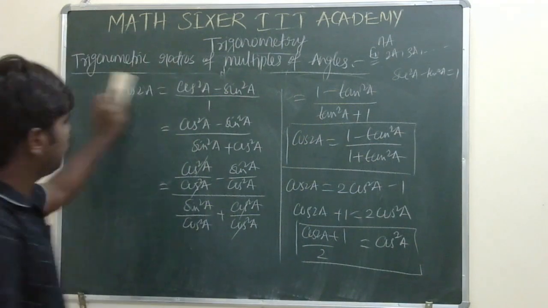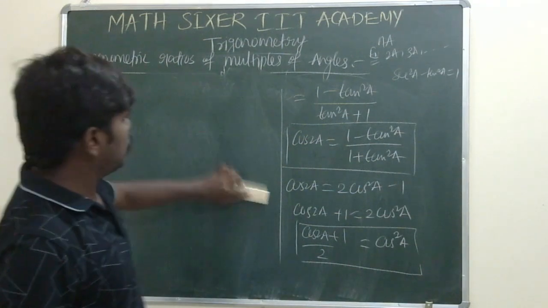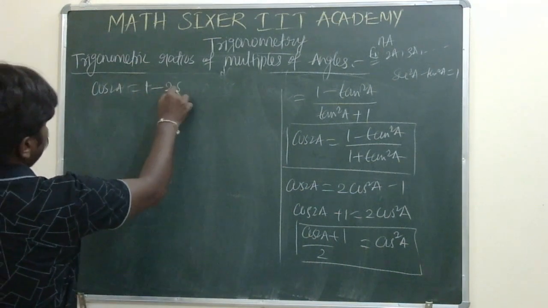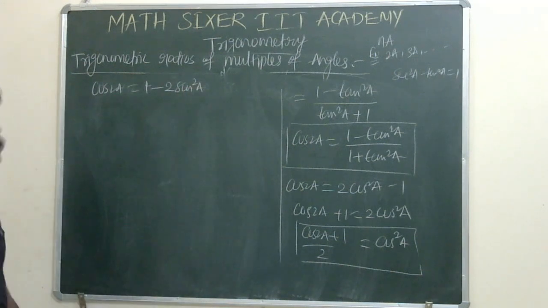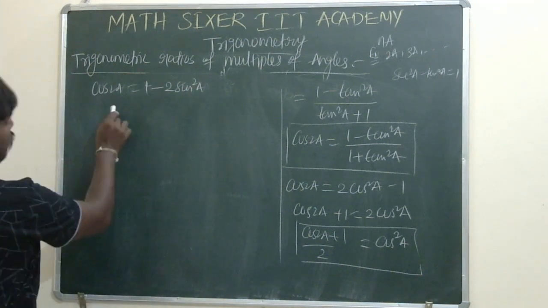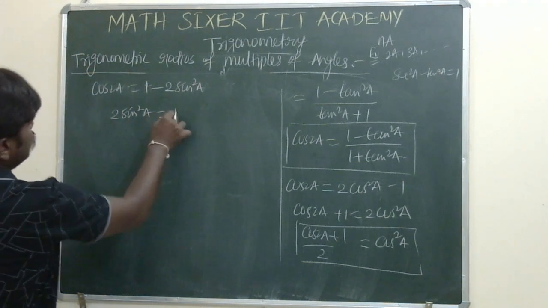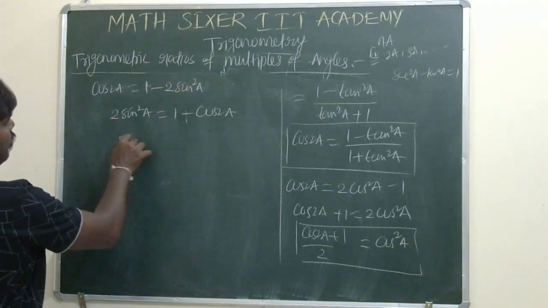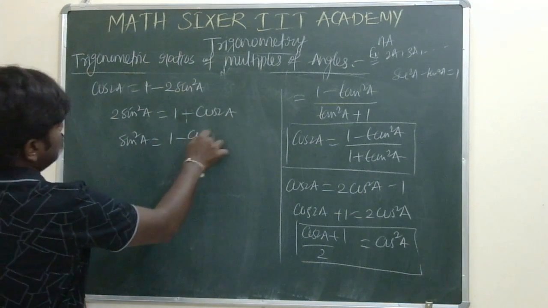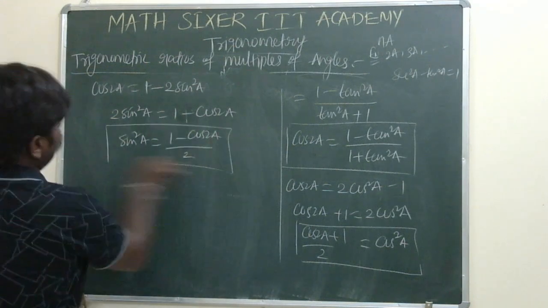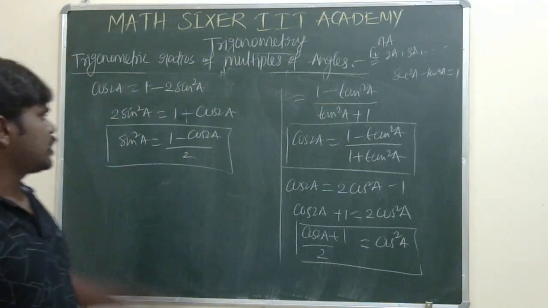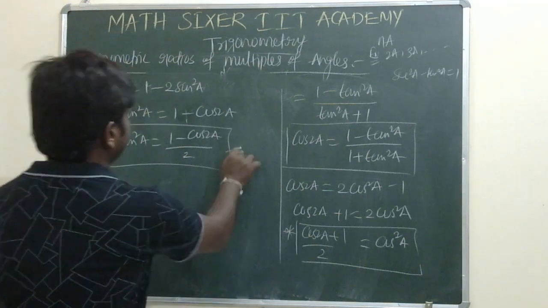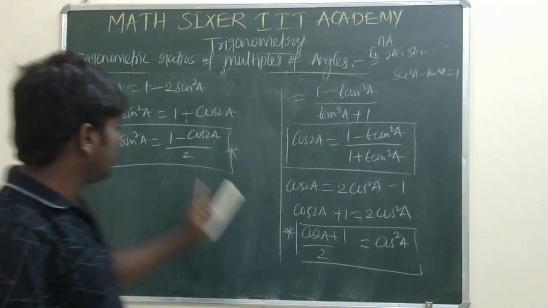Next, we can also express cos 2a in terms of sin, so 1 minus 2 sin square a. Now take this to this side. So 2 sin square a is equal to 1 minus cos 2a. Take 2 to that side, and we get sin square a is equal to 1 minus cos 2a by 2. So these two are very important results, and we have to remember them.